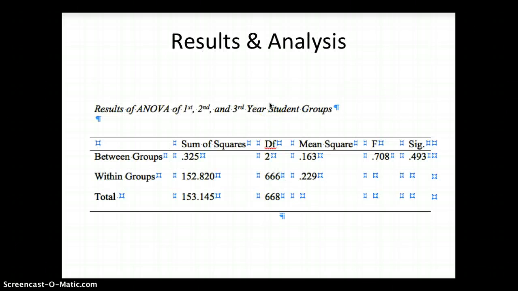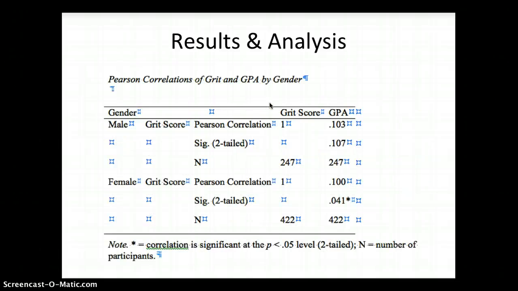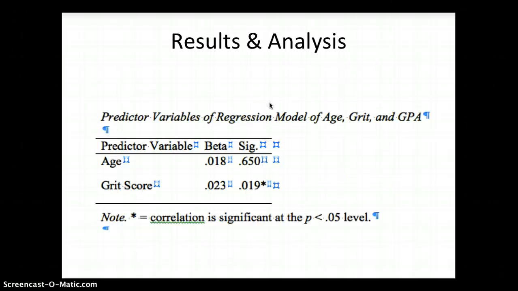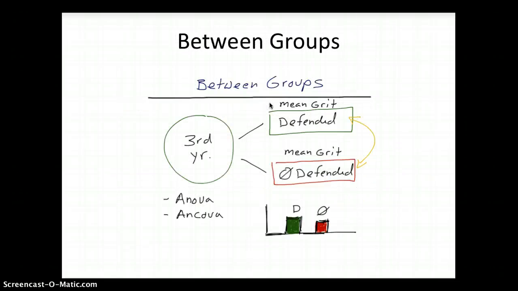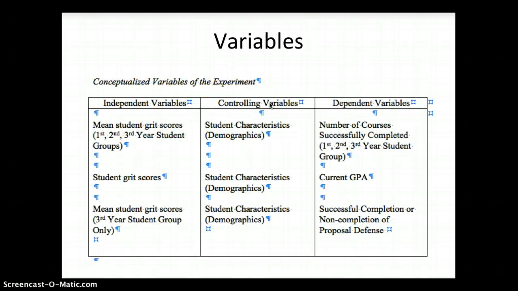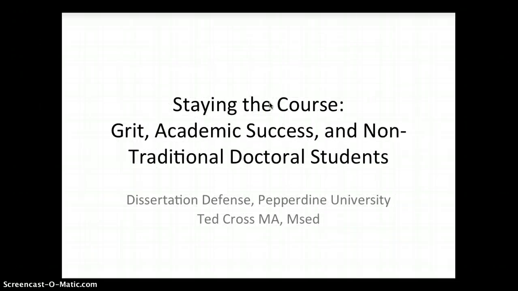Here are some charts of how it looks in the SPSS once you do it. This is an ANOVA, etc. But what I really wanted you guys to understand was the variables, the sampling, and how you have to really, really hone in on what exactly you want to study and get very specific. So I hope this helps.